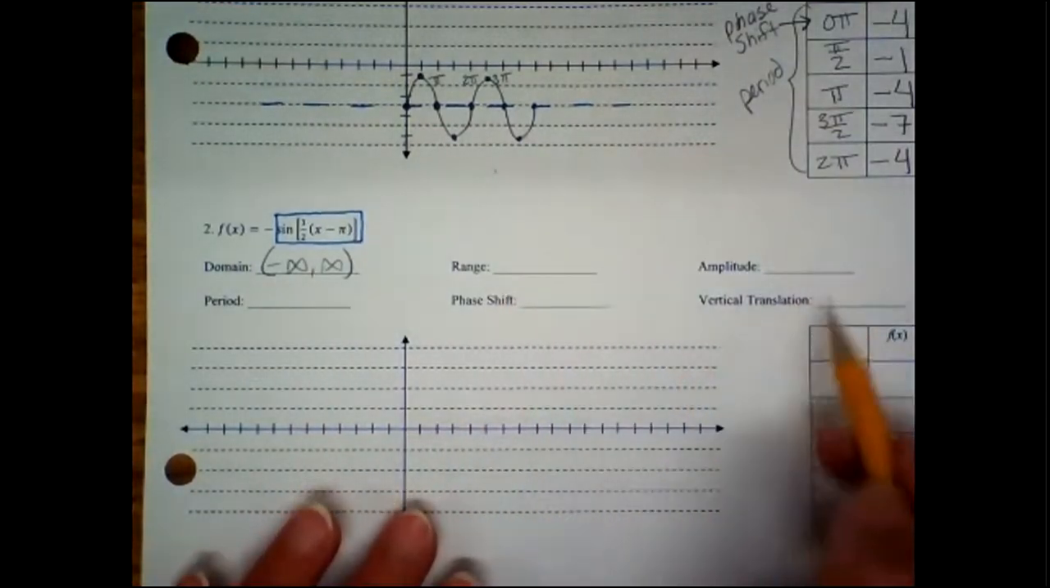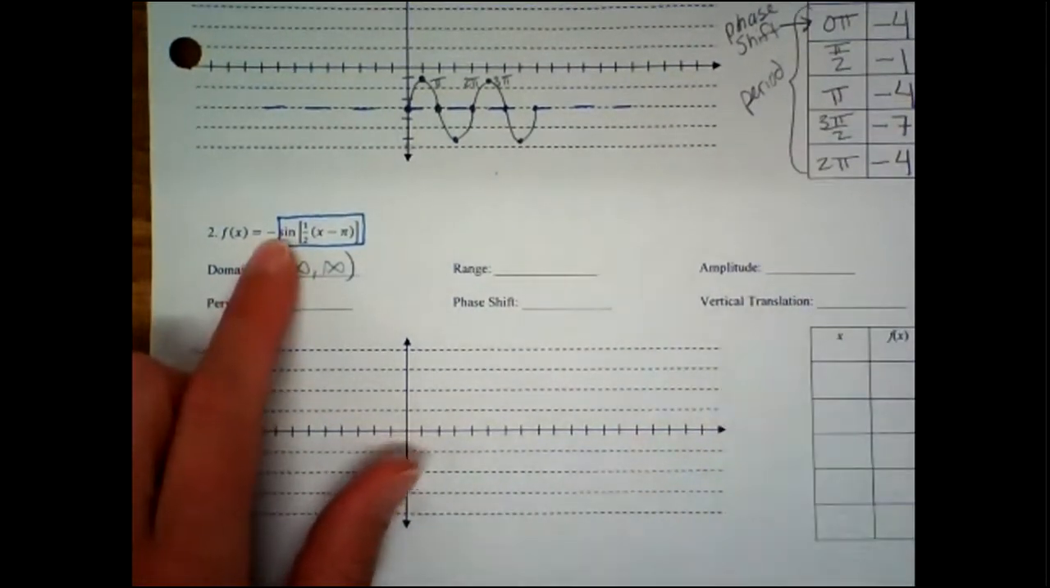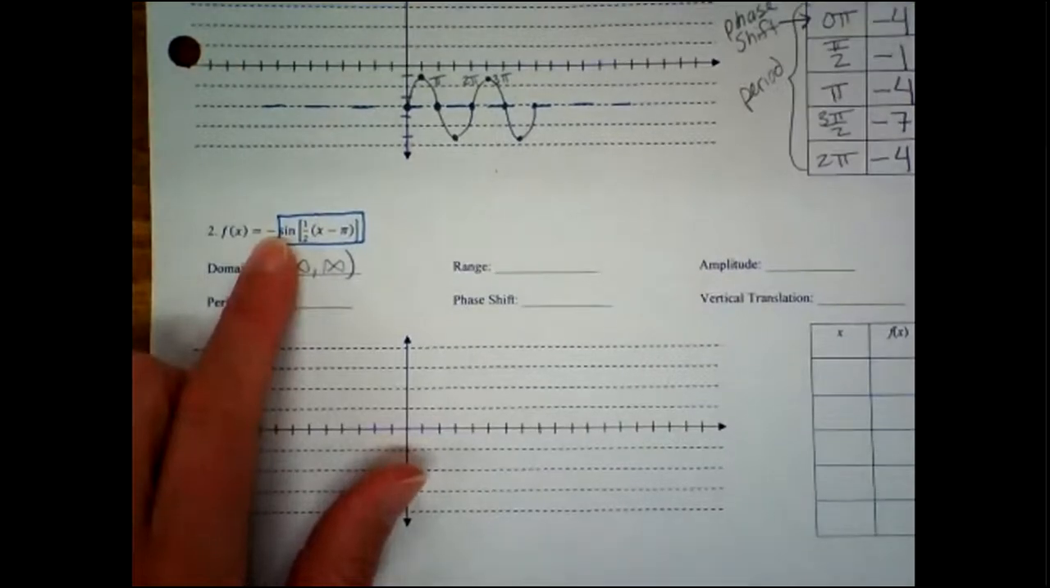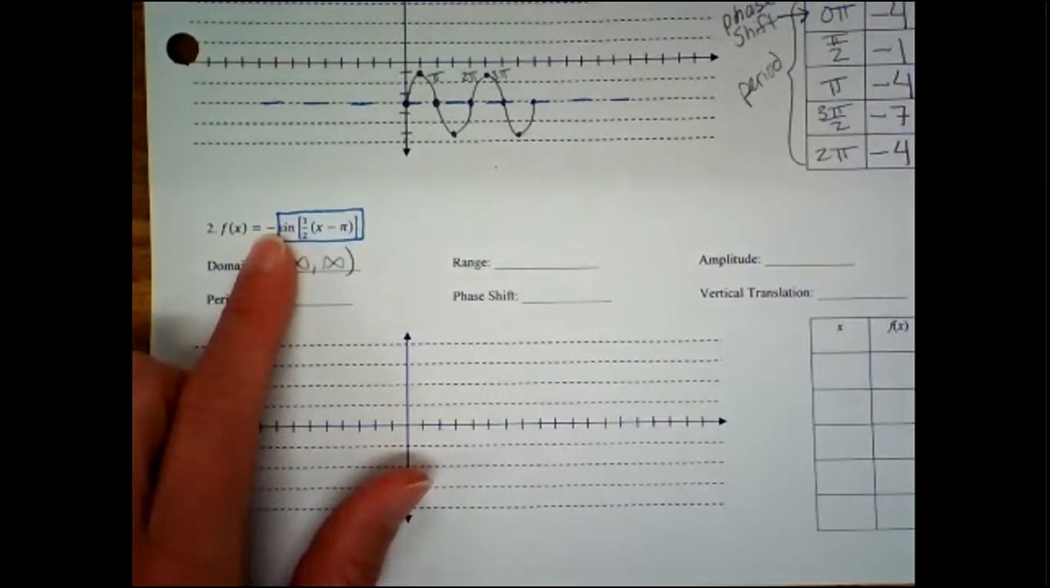Let me come back to the range because it'll be helpful if we answer some of this stuff first. Amplitude. Now there's a negative in front of there, but it's really a -1. You have to absolute value that. So absolute value of -1 is 1. Good.